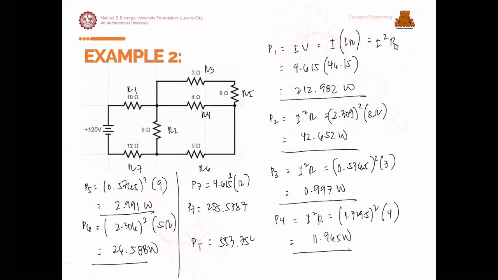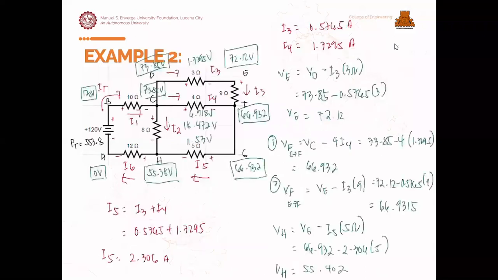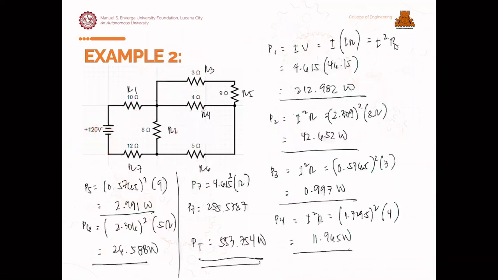We have 553.754 watts as total, which is, ayan, malapit, no? Same. 553.8 yung sa total natin dito. And yung sagot natin is 553.754, which is practically the same. Okay? So, ganyan yung pag-solve sa kanya kapag hindi mo siya gagamitan ng Kirchhoff's law. Medyo mahaba, pero kaya naman i-solve.